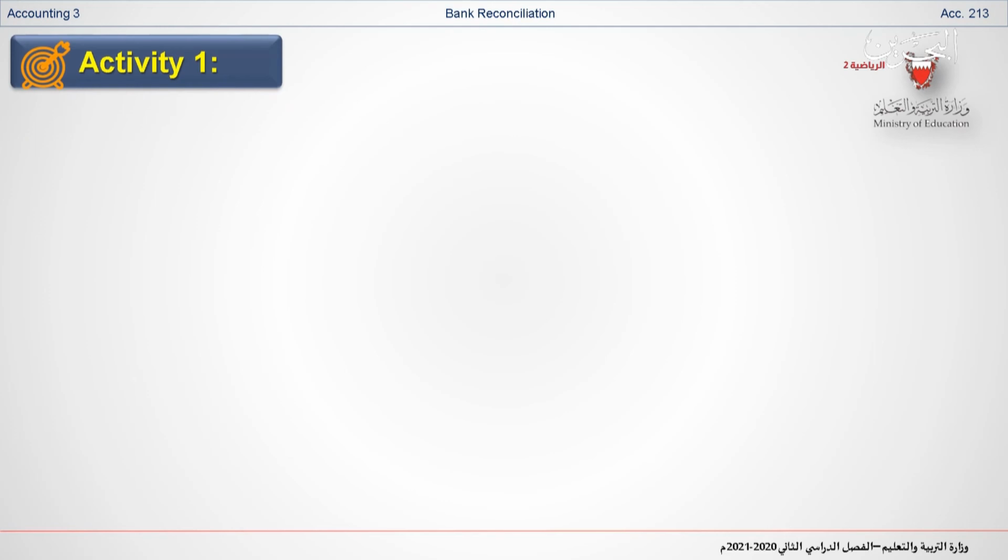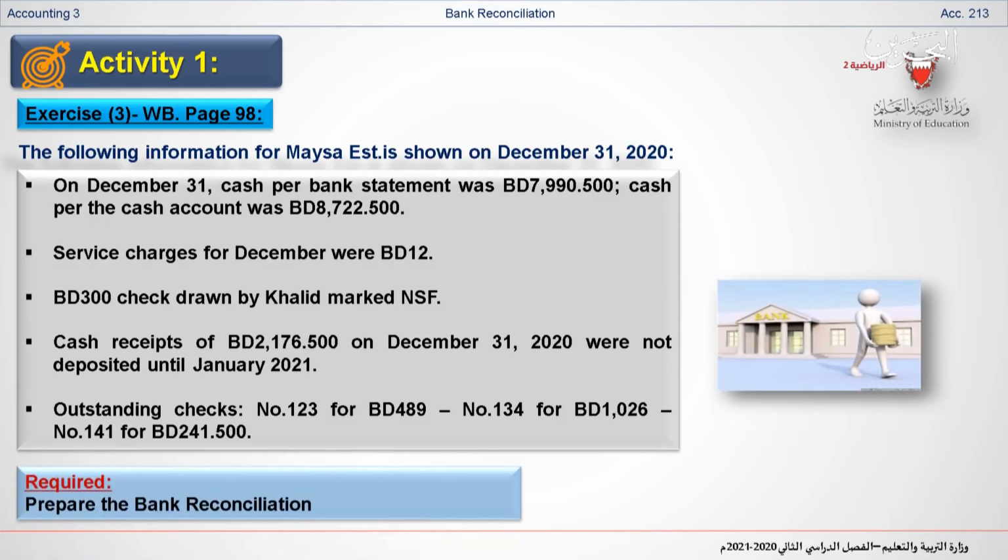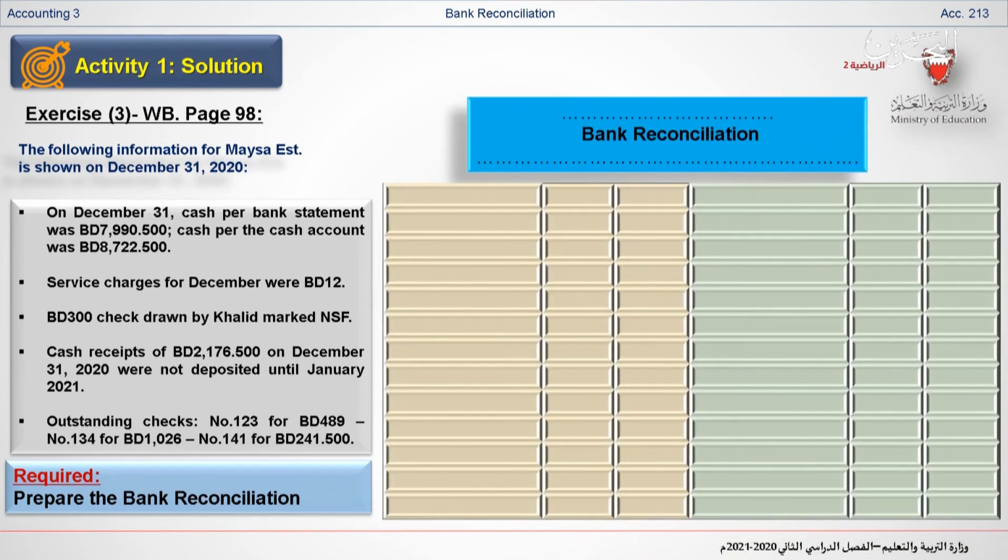Dear students, we will solve another exercise. Please open your workbook, page 98. We will solve exercise number 3. The following information for Mesa establishment is shown on December 31st, 2020, and you are required to prepare a bank reconciliation statement. And here is the bank reconciliation statement layout we are going to use now.